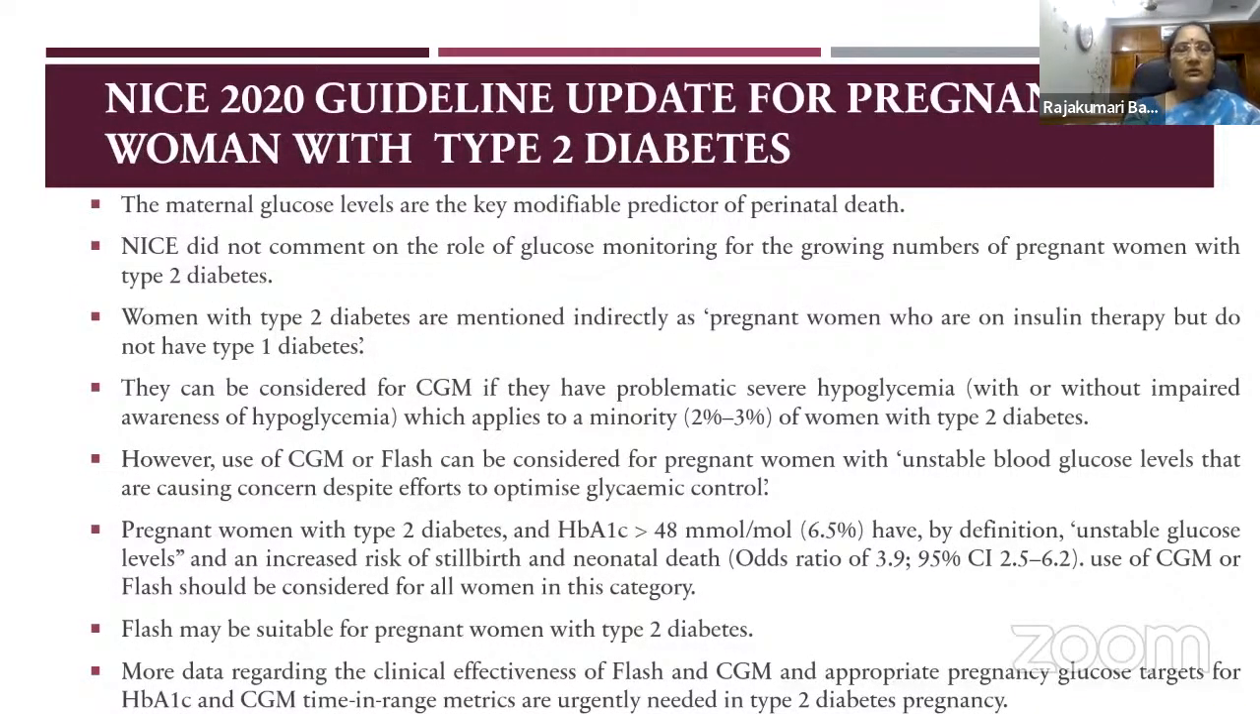Maternal glucose levels are the key modifiable predictor of perinatal death. CGM is considered in severe hypoglycemia, or unstable blood glucose levels that are causing concern despite efforts to optimize glycemic control. In them, CGM is preferred. It is suitable for pregnant women with type 2 diabetes.